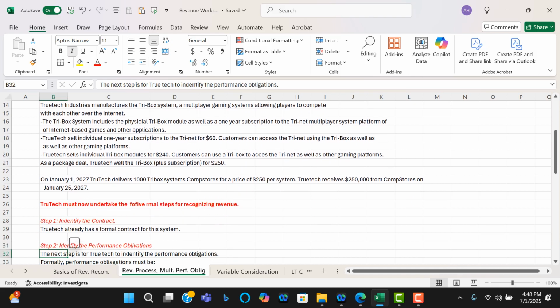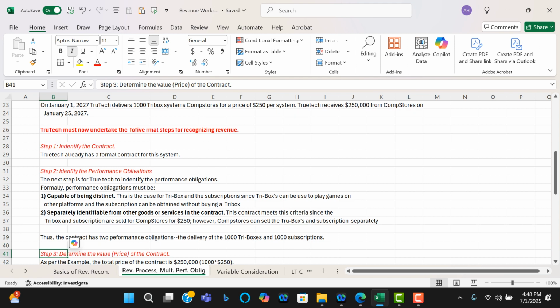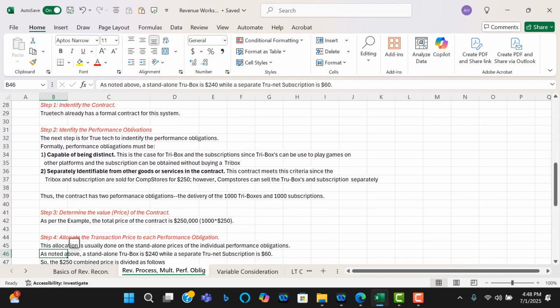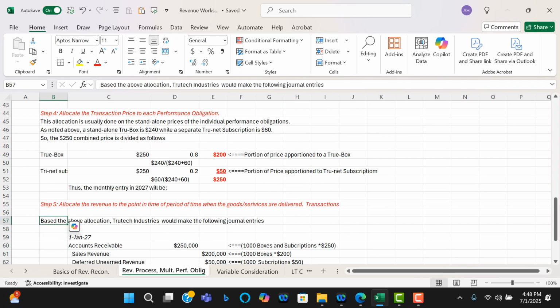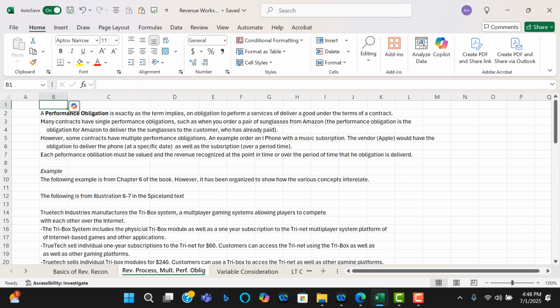I'm going to go through 5 steps, which are outlined by the FASB when you're accounting for revenue, especially in complex contracts. And the steps are basically common sense, but it's a good review to go through an example with all 5 steps. Okay, so let's start with the first objective here.